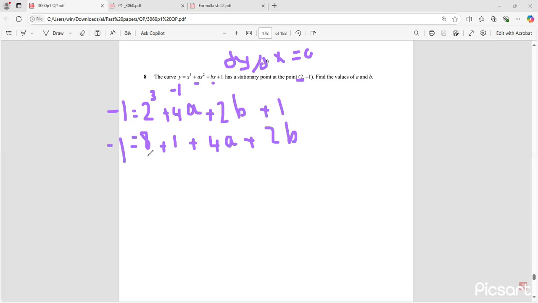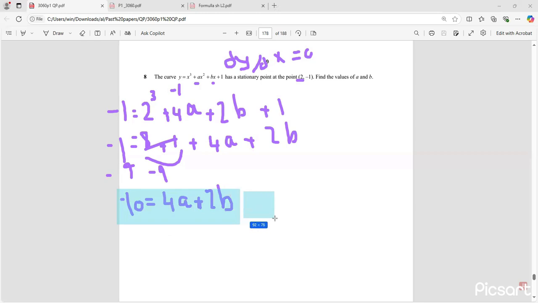Okay, so I'm going to merge the numbers, which is 9. So I subtract 9 to keep the a and b alone. Minus 9 minus 1 will be negative 10, equal to 4a plus 2b, and this will be equation 1.